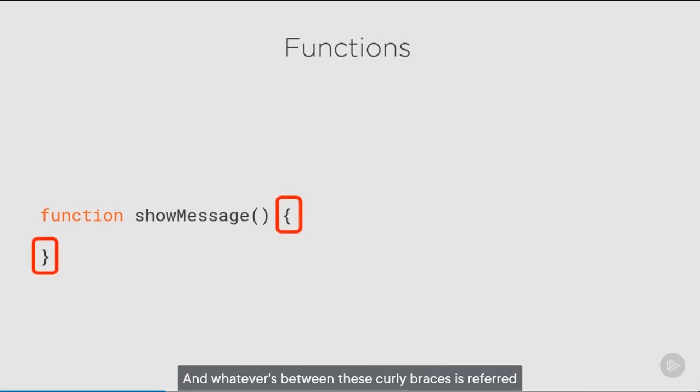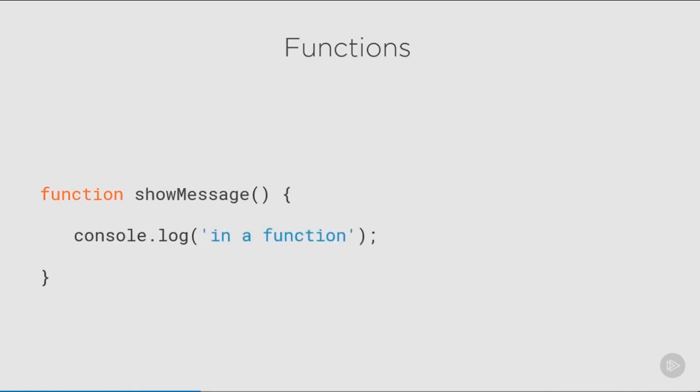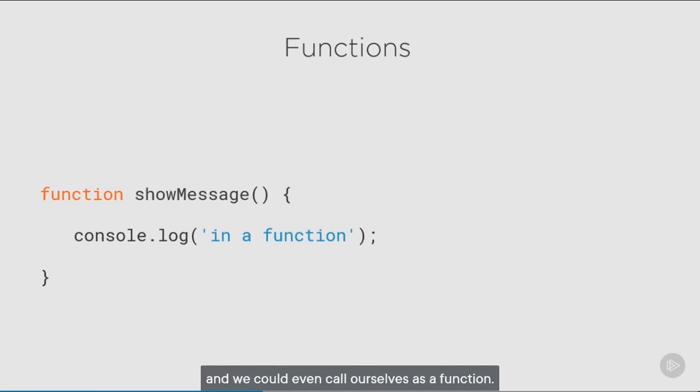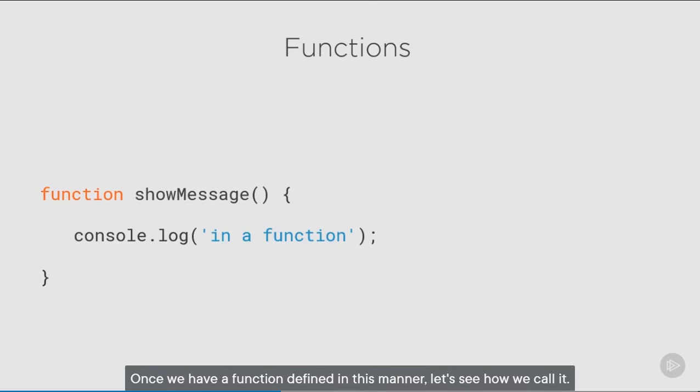We have opening and closing curly braces, and whatever's between these curly braces is referred to as the body of the function. This is the code that executes when we execute the function. And here's an example of some code. Between the curly braces, we call console.log, and we simply log out, in a function, the string. And we can have any code here. We can have if statements, loops, we can call other functions, and we can even call ourselves as a function. But let's keep things simple for now.